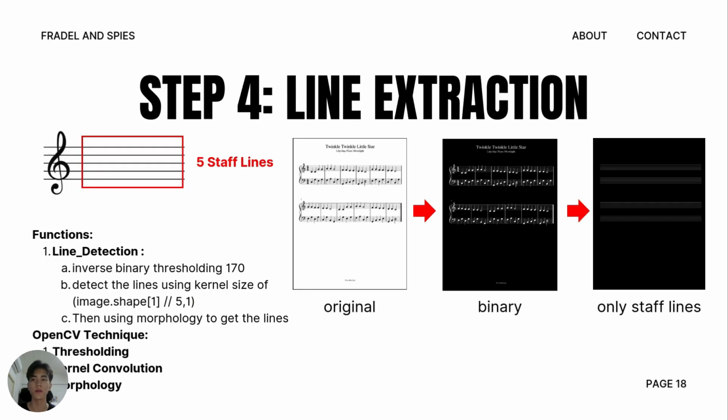In this step, we want to extract the horizontal line, which is called the staff line. That is the line we match with note heads to identify the note pitch. We use the line detection function, which includes the OpenCV techniques thresholding, kernel convolution, and morphology. We use inverse binary thresholding at 170, since the image is processed better in inverted color. Then we use morphology and kernel convolution to detect only long horizontal lines.